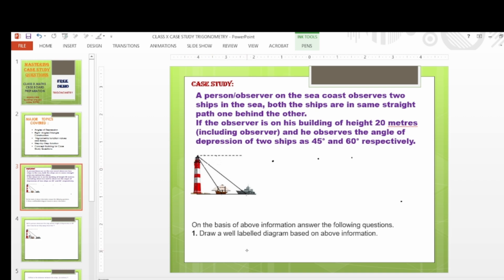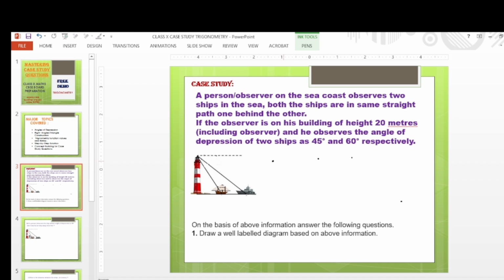So the first question is to draw a well-labeled diagram. Always in the board exams, whenever the case study comes in trigonometry, the first question is to draw a figure. And what students sometimes do, they draw nicely everything, but they are showing the objects. So you should not show these. You have to draw using line segments and values and label it. That's all we want to see. Don't show the objects and draw. We'll not give you marks in that. So let's draw the figure.